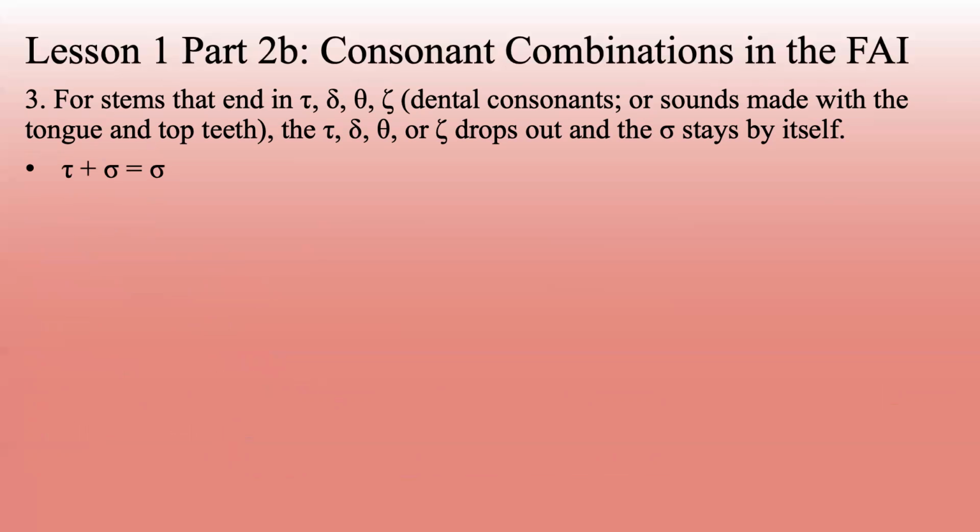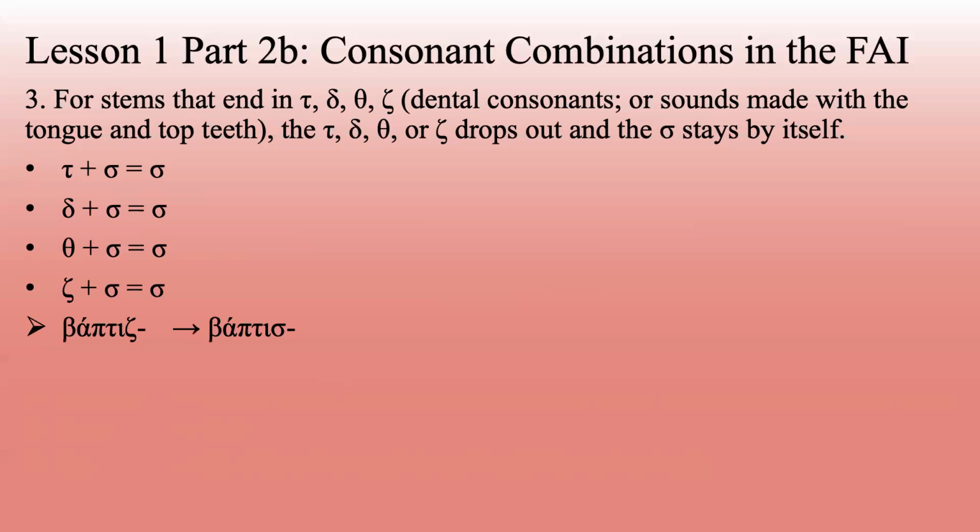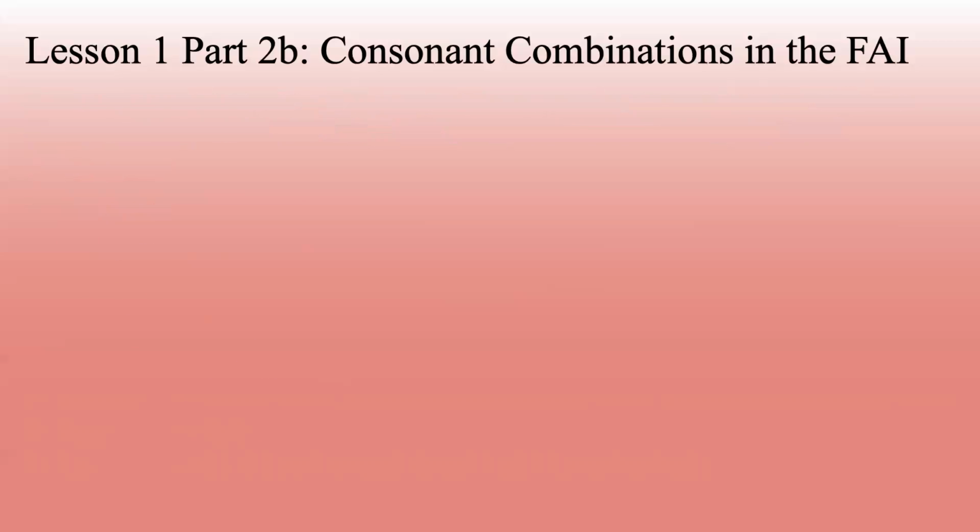So tau plus sigma equals sigma, delta plus sigma equals sigma, theta plus sigma equals sigma, or zeta plus sigma equals sigma. So baptizo becomes baptiso. The zeta drops out and there's just a sigma. Doxazo becomes doxaso, sozo becomes so-so, peitho becomes peiso.